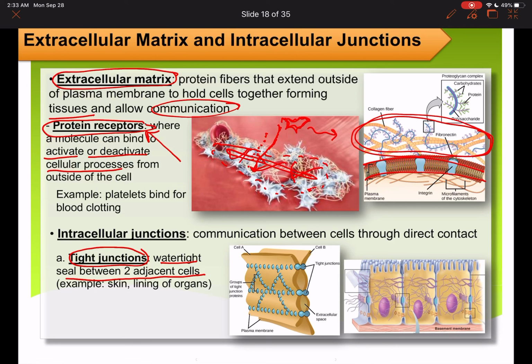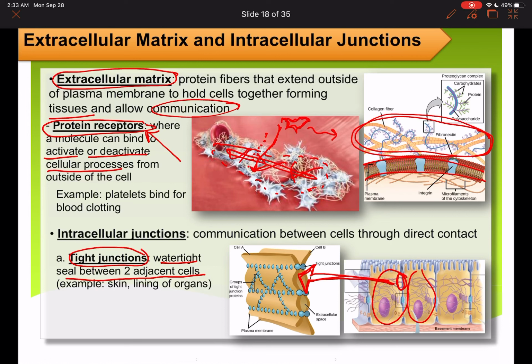If you imagine cells next to each other, tight junctions are right here. If we were to magnify them, they look like this. So that's tight junctions. They're watertight, meaning even fluids cannot pass through these junctions.